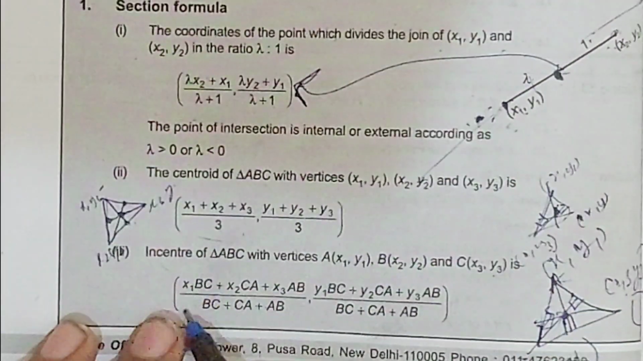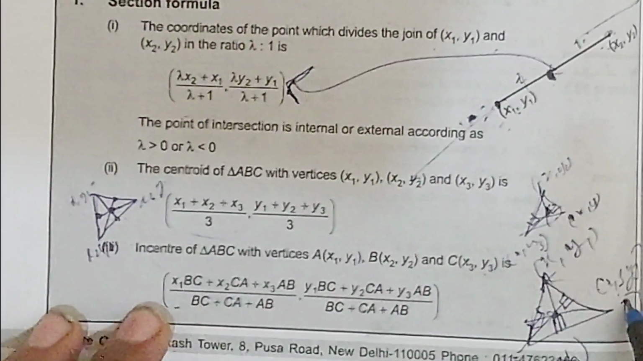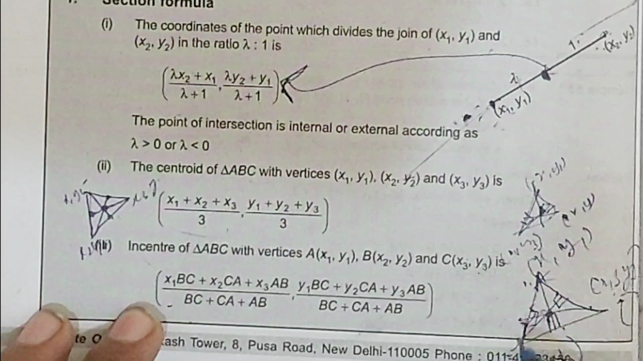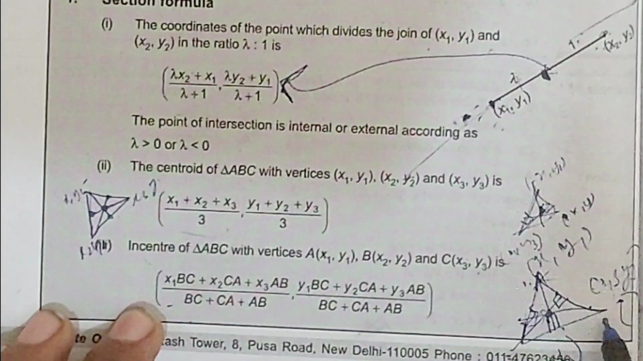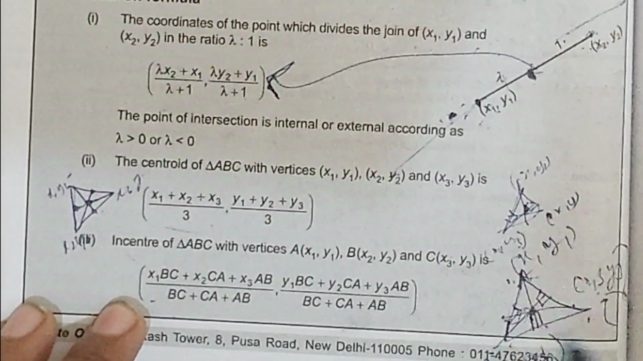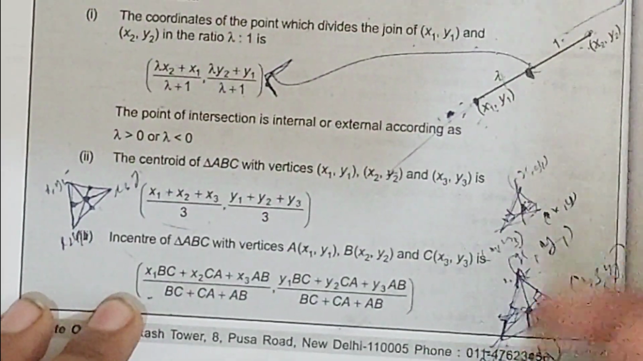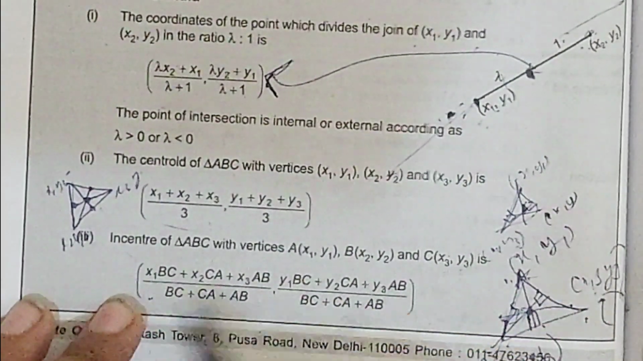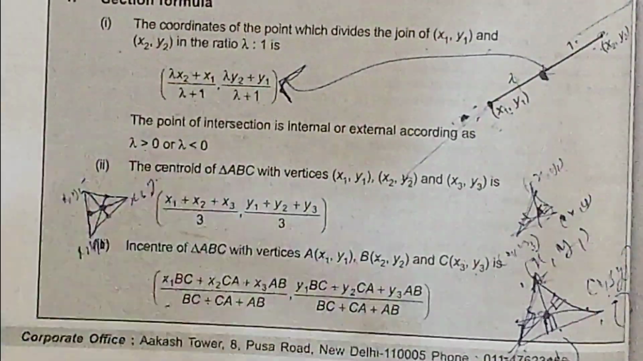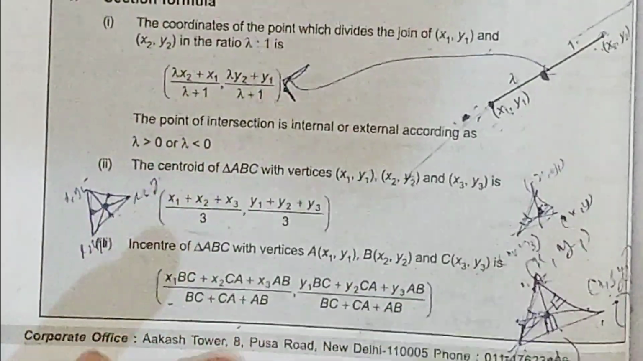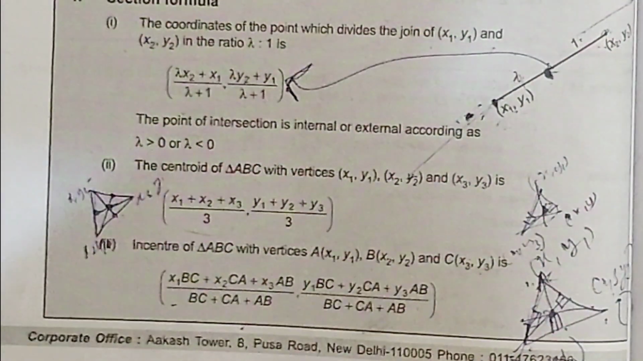Then we get the equation, that is x1 into BC, x2 into CA, and x3 into AB. It is the opposite side from that point. This is x2, then the opposite side. You know that you have to multiply it, then add all of them, the sum of the sides. Then you get the x coordinate. Similarly, you get the y coordinate. It's easy. I hope you already know.